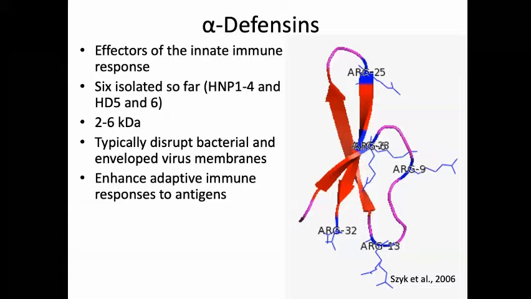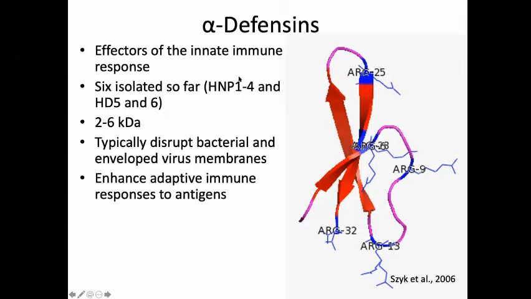So they are what we consider effectors of innate immune response. As Penny mentioned, they have antiviral, antifungal, and antibacterial properties. That means that their role is to defend the host cell against these foreign pathogens, and viruses fall into that category of being a foreign pathogen. So to date, there have been 6 alpha defensins that have been isolated.